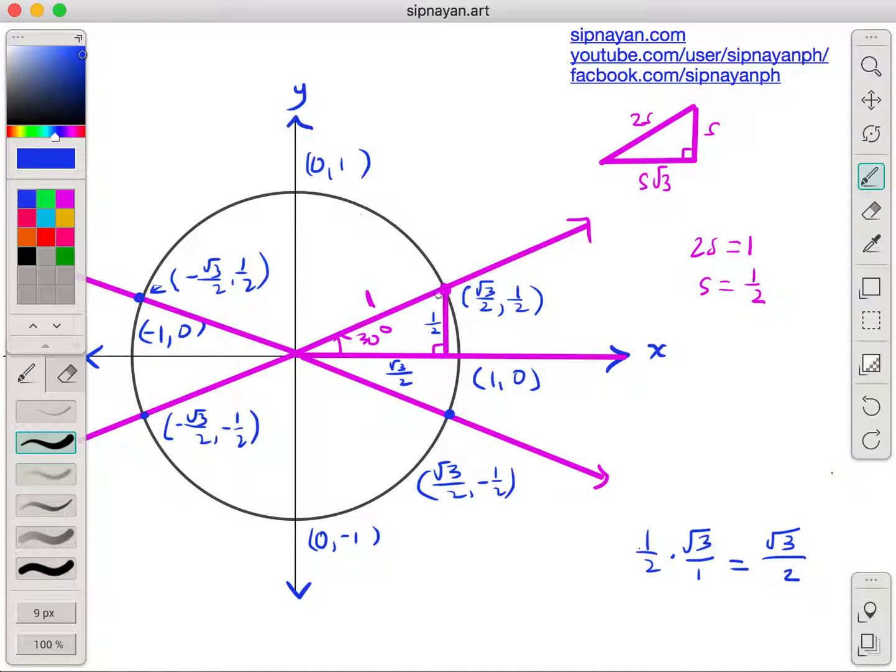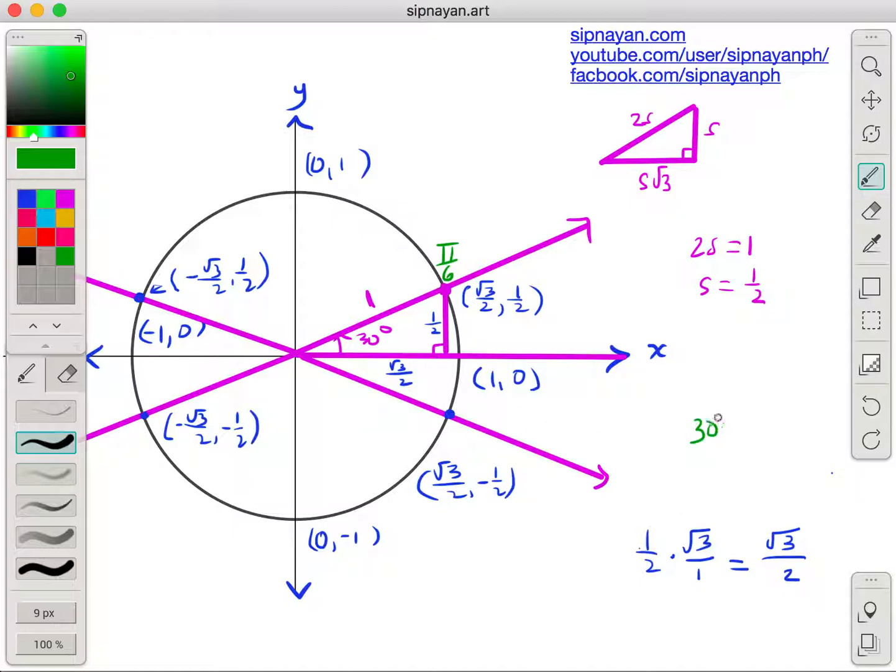So, this is 30 degrees. In terms of radian, ano to? This is pi over 6. Maybe we'll change the color. This is pi over 6. Itong angle na to. Bakit siya naging pi over 6?